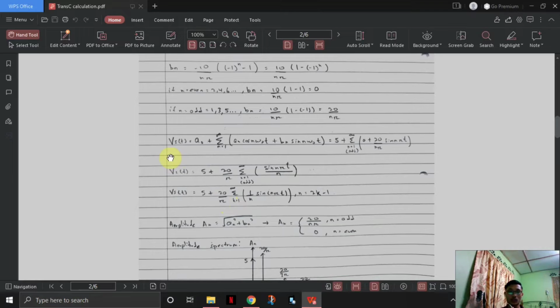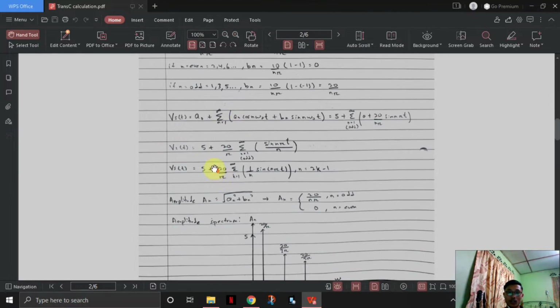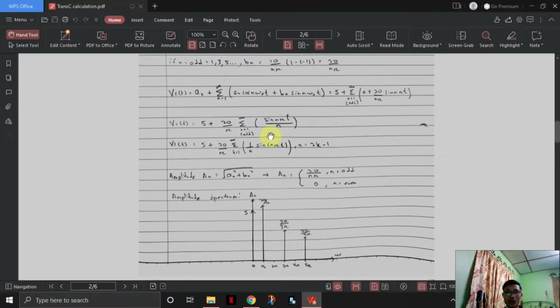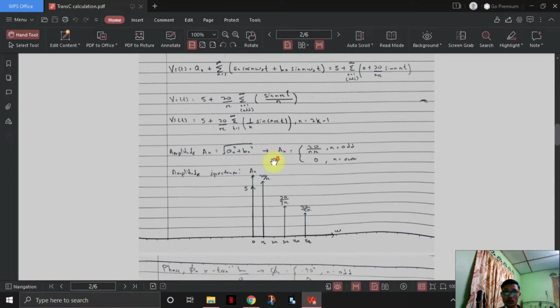So back to the vs formula. After we get the an, bn and a naught, we just input them into this formula, and we'll have 5 plus 20 over pi, summation from n equal to 1, which is for odd numbers first, times sine n pi t over n. And after we use this formula, we'll get n equal to 2k minus 1.